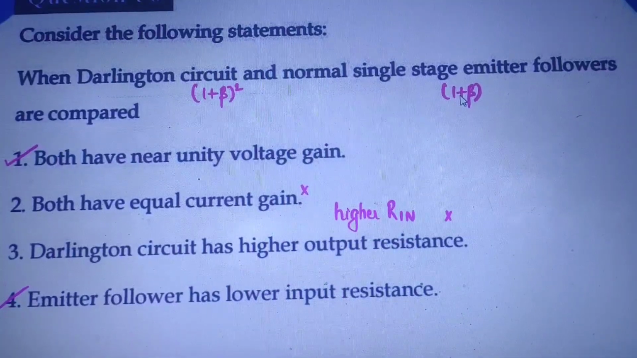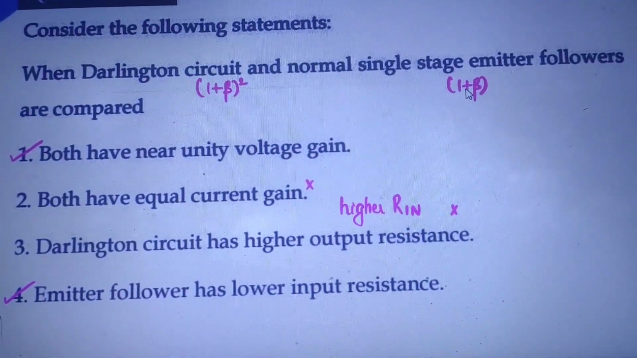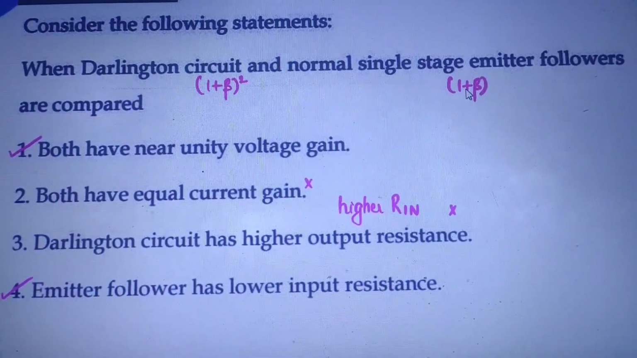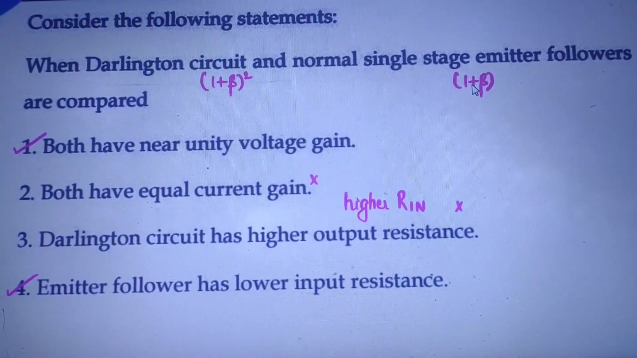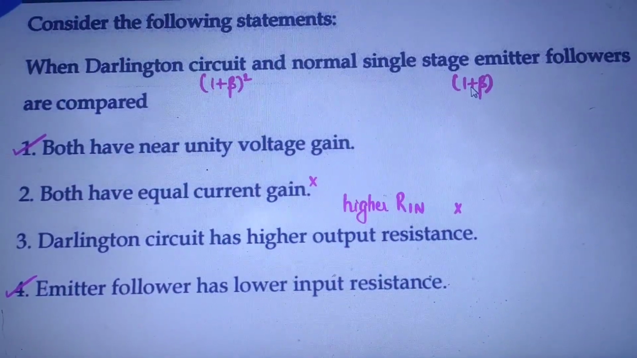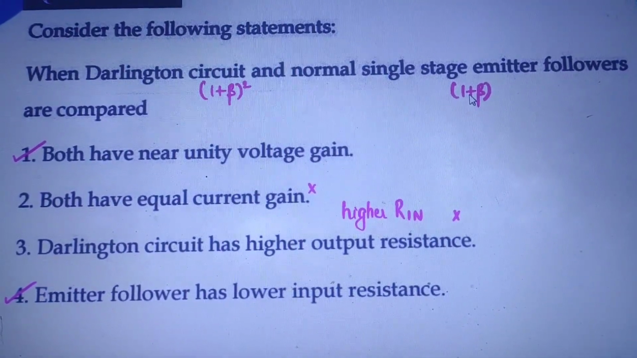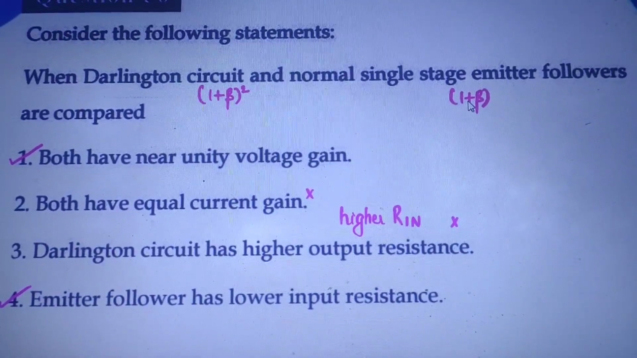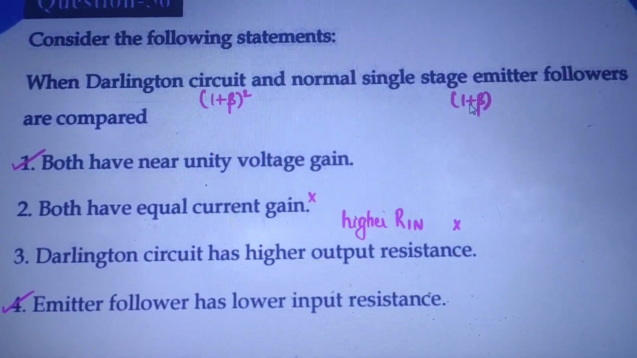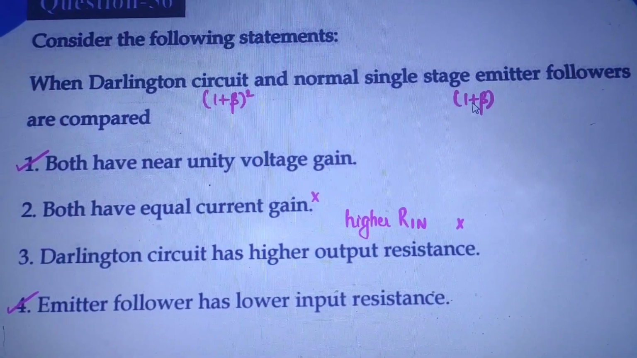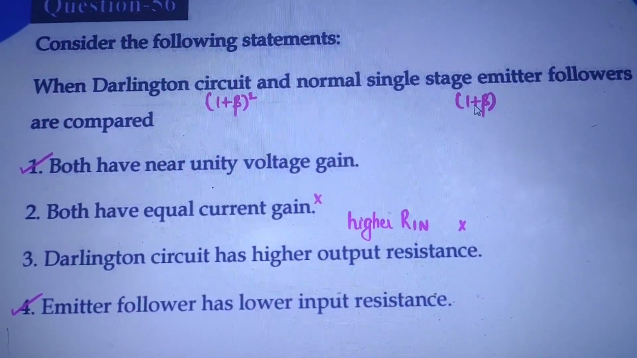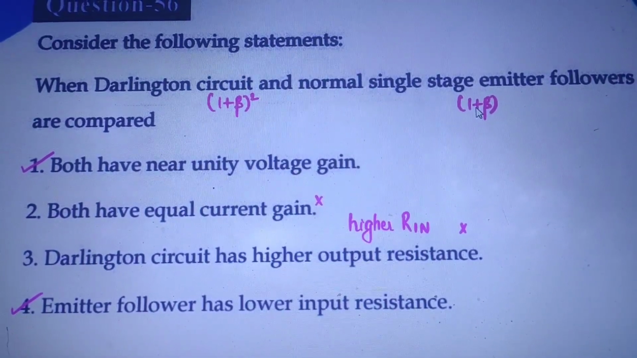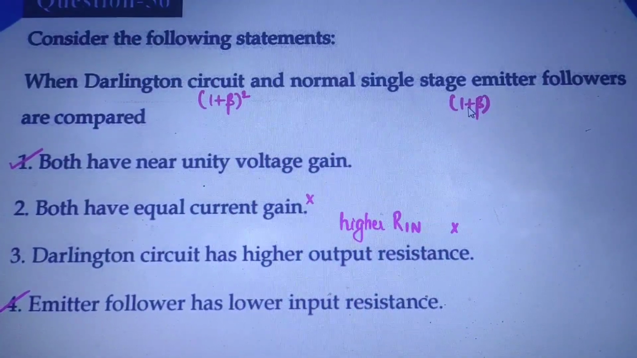Now consider the following statements. When Darlington circuit and normal single stage emitter followers are compared, both have voltage gain as unity and emitter follower has low input resistance. So current gains will be different. The Darlington pair has higher input resistance and lower output resistance.